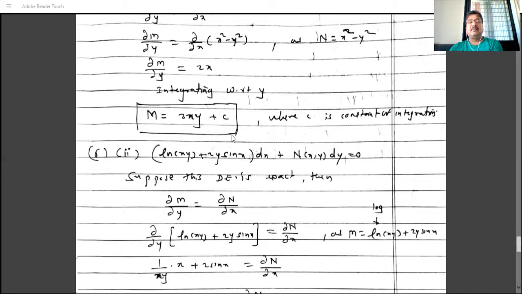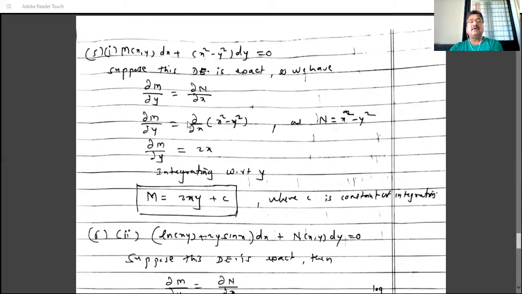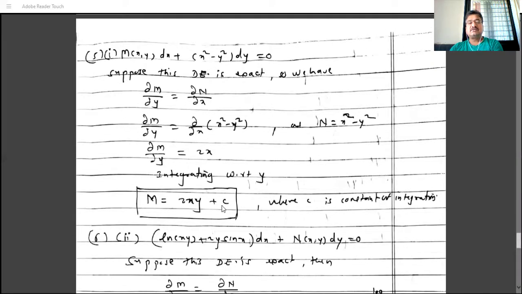So this is the value of M. If you substitute this M, that is 2xy plus c, and check whether the differential equation is exact, then what do we have? The derivative of this quantity with respect to y: ∂M/∂y is 2x, since the derivative of y is 1 and the derivative of c is 0. So ∂M/∂y is 2x.